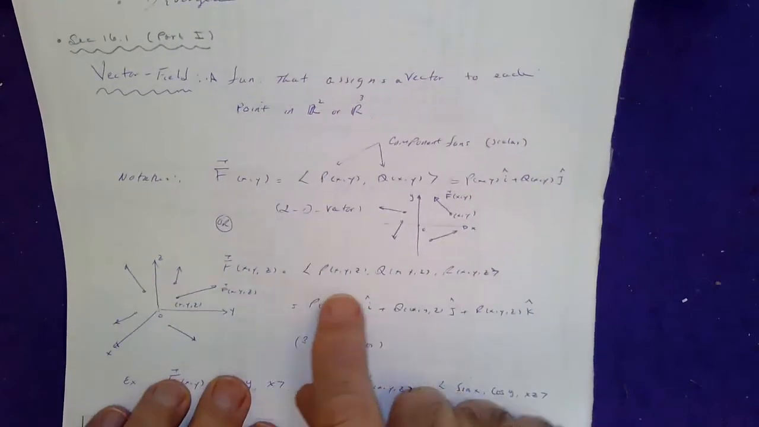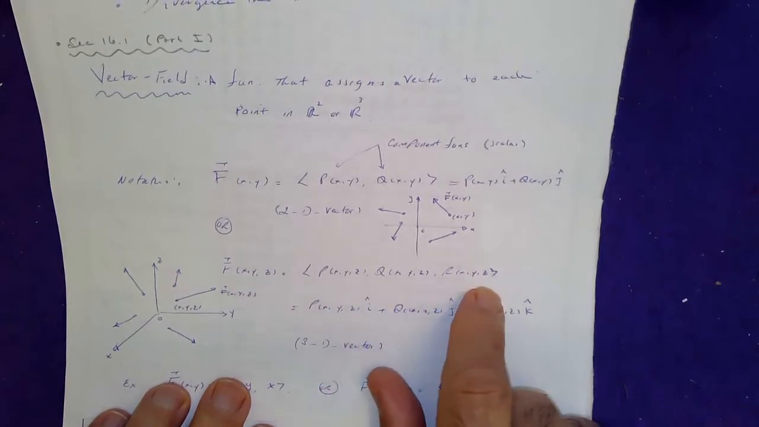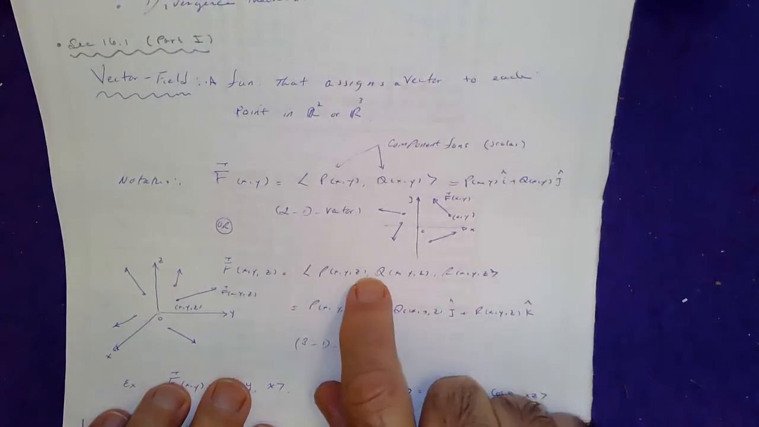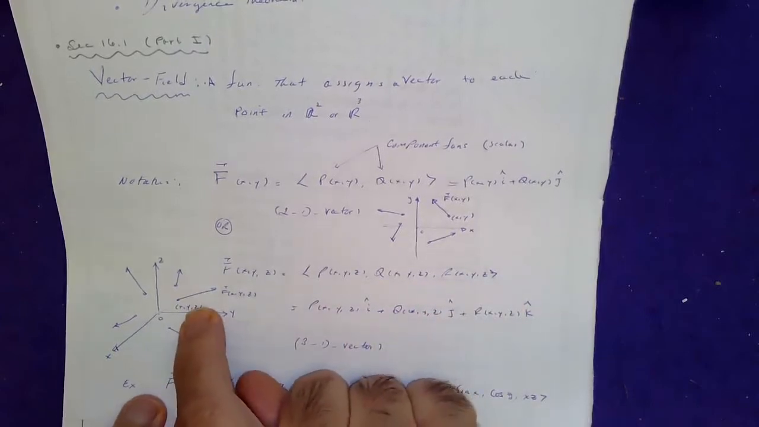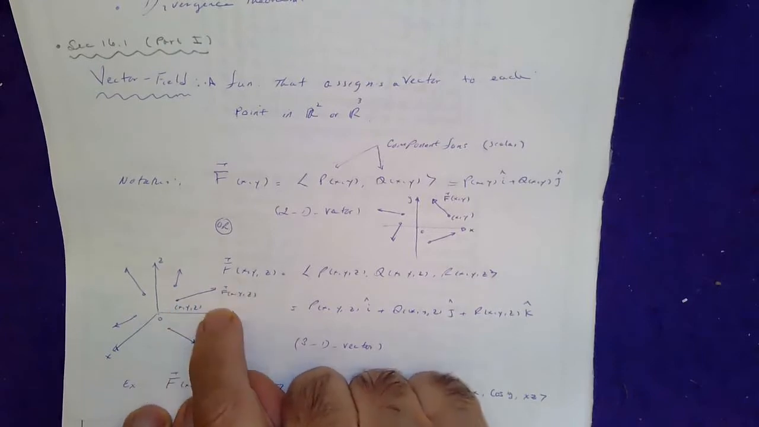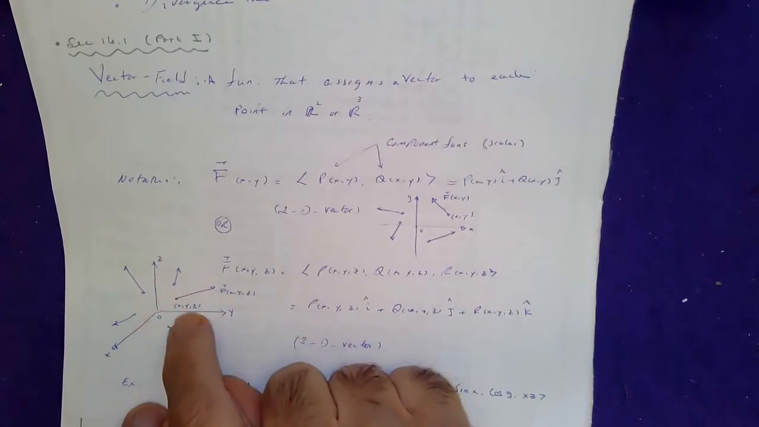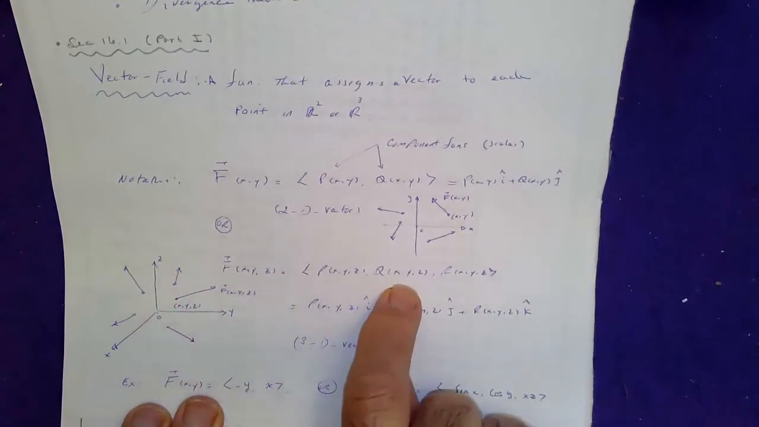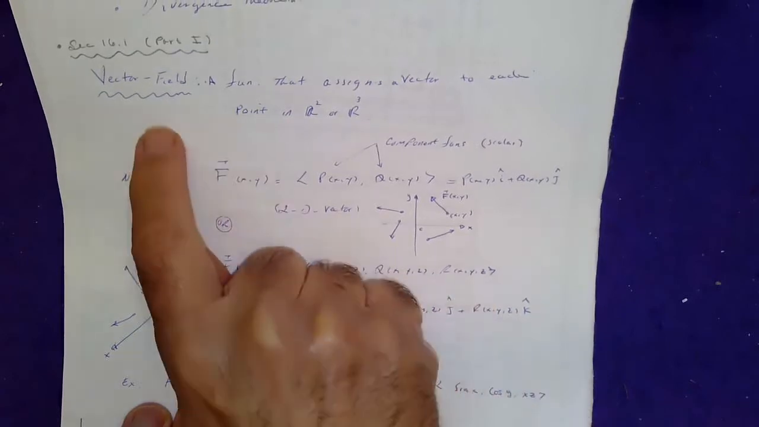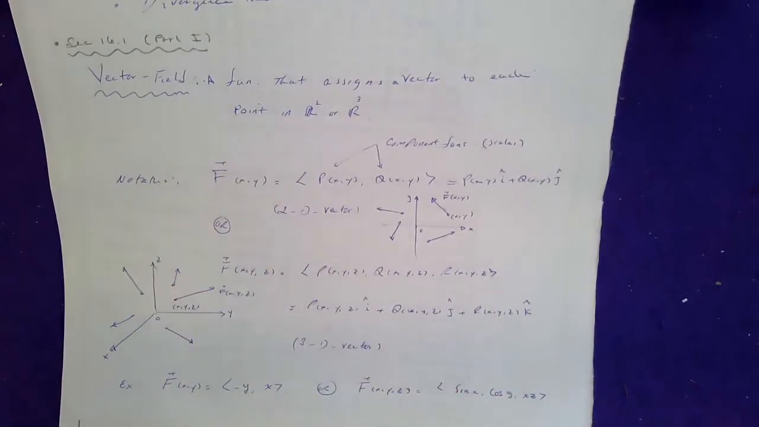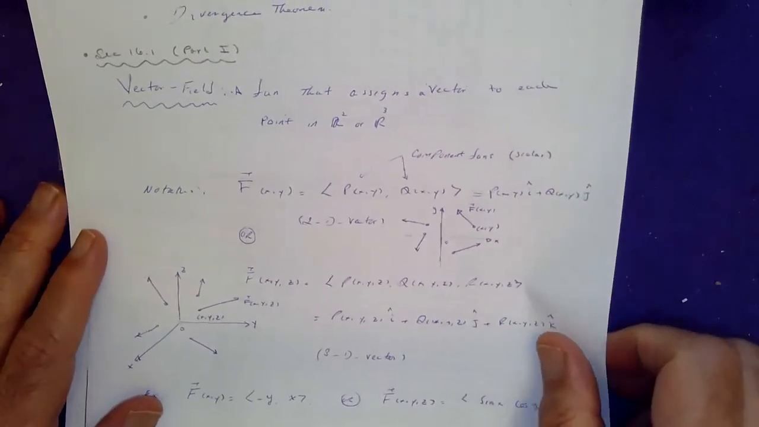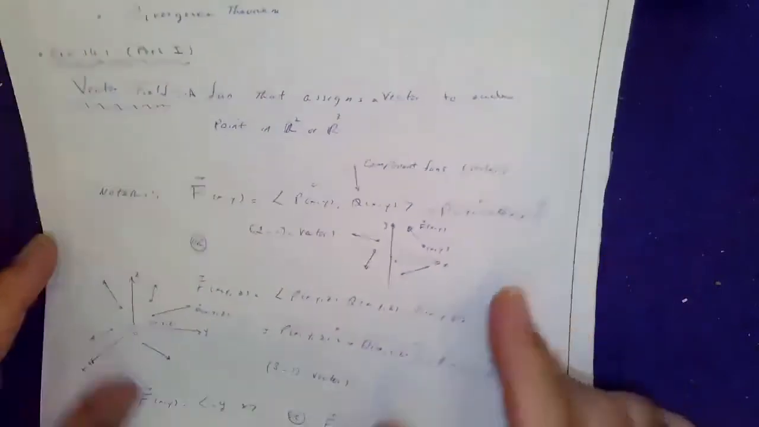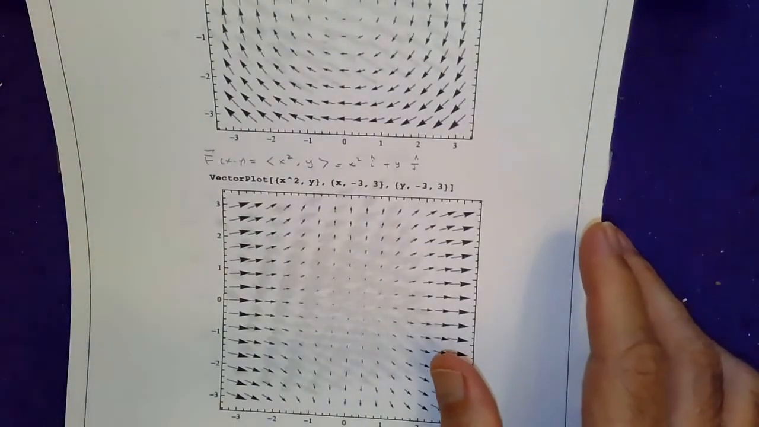In 3D, the components of the functions are functions of x and y and z, so you get P, Q, and R. For each ordered triple in R3, you get a vector. So a collection of vectors in R3 based on P, Q, and R is known as a vector field in R3. So let me show you some pictures of vector fields, so you get a gist of how a vector field looks.